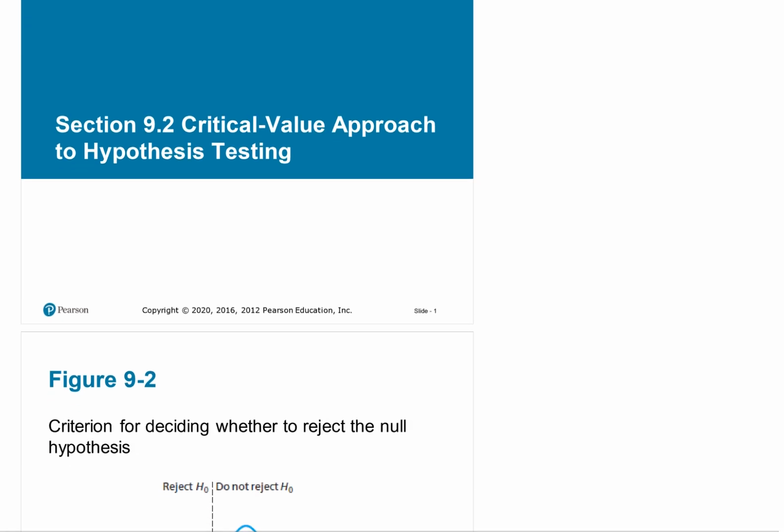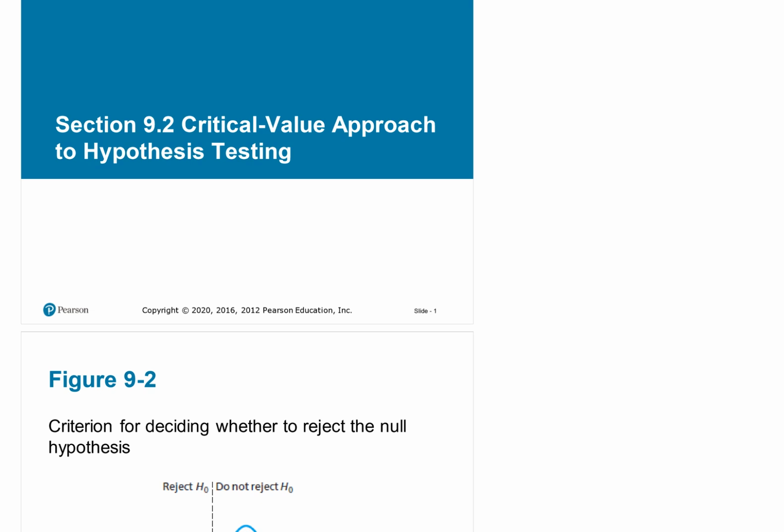Section 9.2, the critical value approach to hypothesis testing. So in this section, we are actually going to see actual numbers to convince ourselves if we should reject a hypothesis or not.